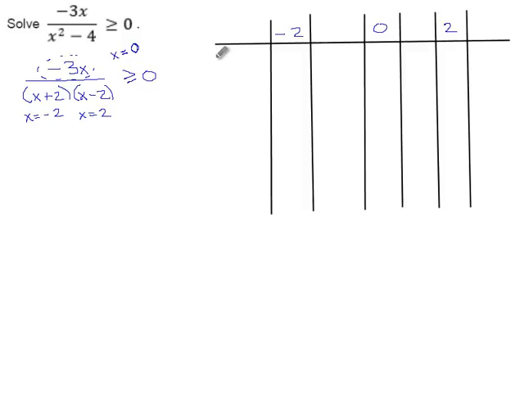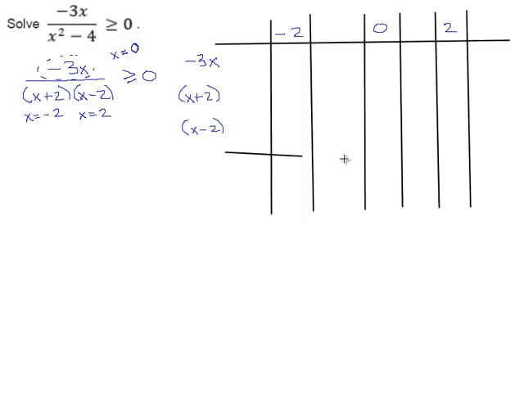For factors, we have minus 3x, which I'm going to treat like a single factor. You could take minus 3 and x and do them separately. That would be fine. But this is a chunk we can probably manage all at once, so I'm just going to take that as one piece. Then we have x plus 2, and we have x minus 2.